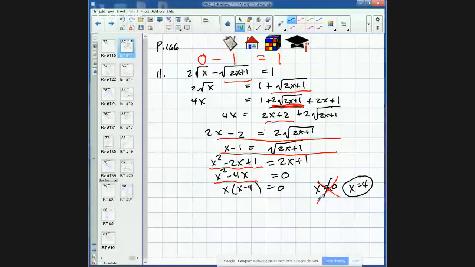Here, let me erase that up there. So the square root of 4 is 2. 2 times 2 is 4. 4 times 2 is 8, plus 1 is 9. Square root is 3. And now it does work. So of the 2, only one worked. Is that good for number 11? Yes, sir.